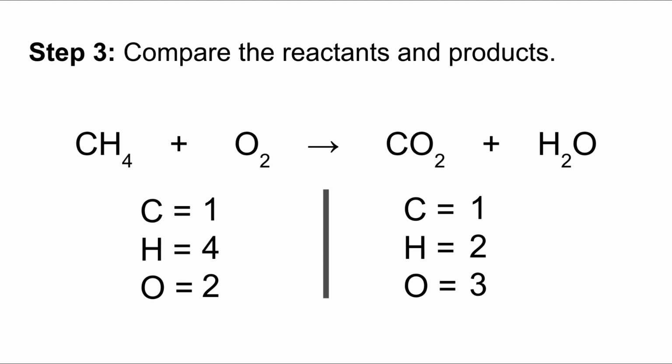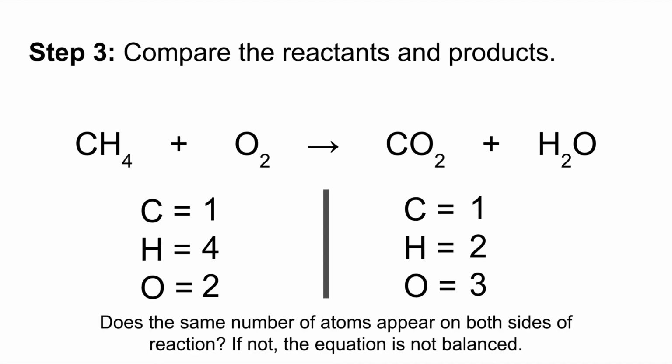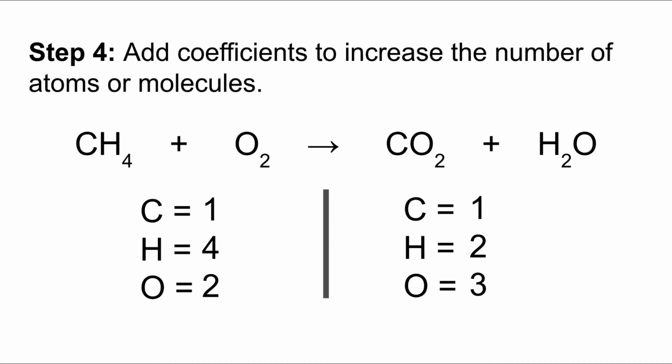Notice that the same number of carbons are on both sides of the equation, but hydrogen and oxygen differ in their values on each side. That means they need to be balanced. You can ask yourself, does the same number of atoms appear on both sides of the reaction? If not, the equation is not balanced. The next step is to add coefficients to increase the number of atoms or molecules. The coefficients are placed in front of each molecule in the reaction.